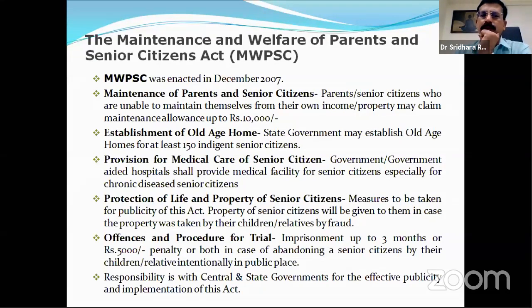Here the main aim is to protect the senior citizens' property and their life. This is the main objective of this Maintenance Act. Next, please.